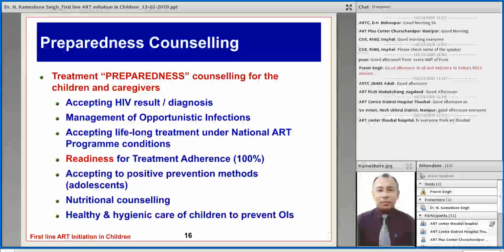Treatment preparedness counseling for the children and the caregivers is to be done in the following aspects: accepting the HIV result and diagnosis, management of opportunistic infections, and accepting that ART is a lifelong treatment under the National ART program. Readiness for treatment adherence is to be assessed, and 100% adherence is to be achieved. Accepting the positive prevention methods, particularly in adolescents. And nutrition counseling is very, very important because nutrition is important during ART therapy, and there is an increased nutrient requirement. Health and hygiene care of children to prevent opportunistic infection is also to be addressed.